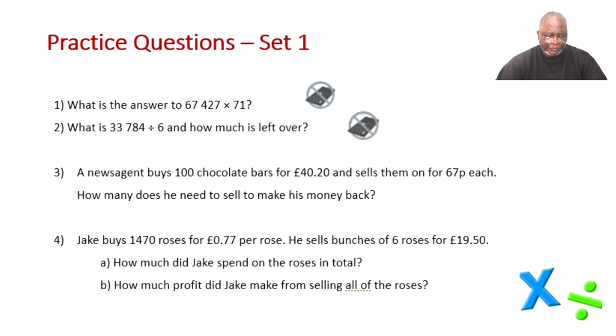Question 4. Jake buys 1,470 roses for 77p each rose. He sells bunches of 6 roses for £19 50p. A, how much did Jake spend on the roses in total? And then B, how much profit did Jake make from selling all the roses? So you're doing some more very interesting calculations now, a higher level of problems. So you need to think a little bit more deeply.